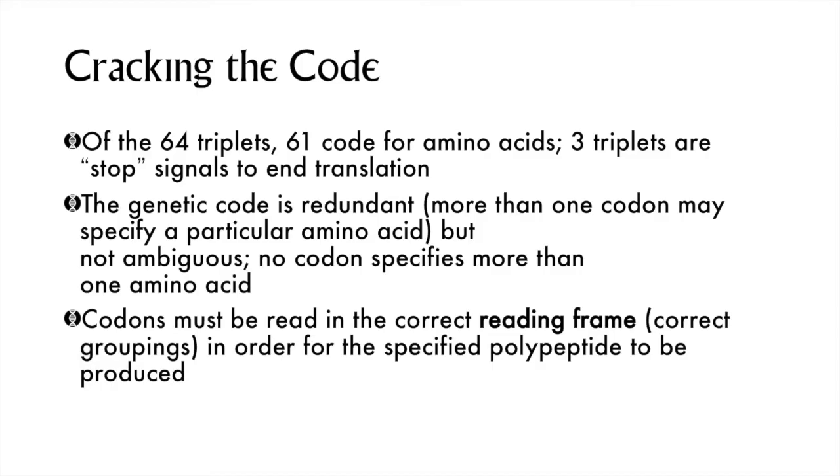This means that there is some redundancy in the genetic code. Each amino acid has, on average, over 3 different possible codons. But no codon can code for more than 1 amino acid. There is no ambiguity. And since each codon has a meaning, the codons have to be read in the correct reading frame, or the proper order of triplets, for the correct polypeptide to form.